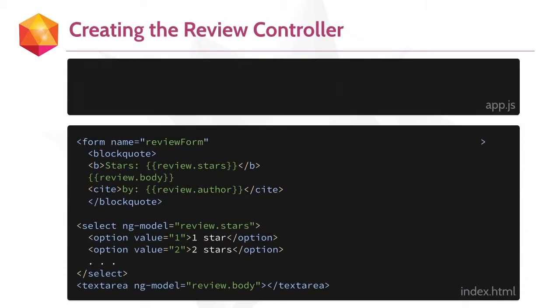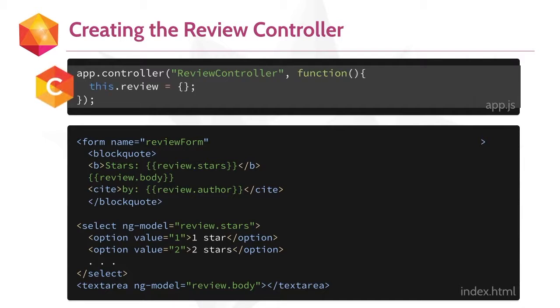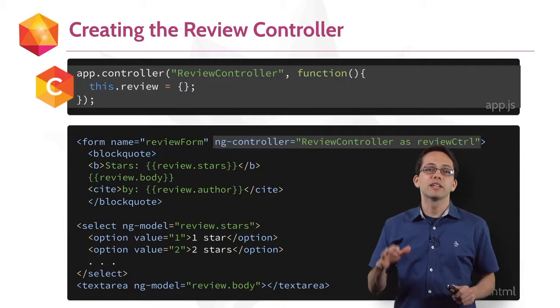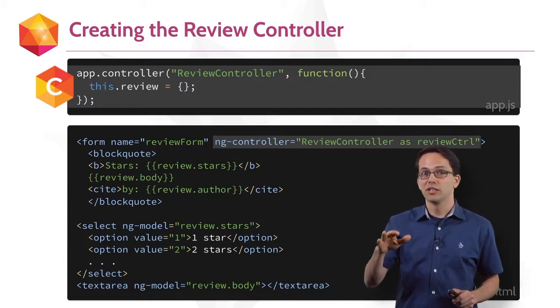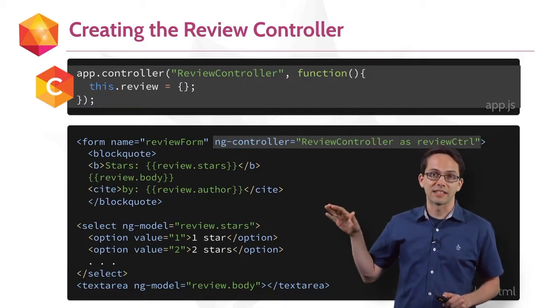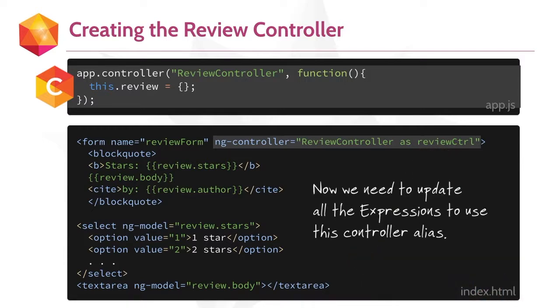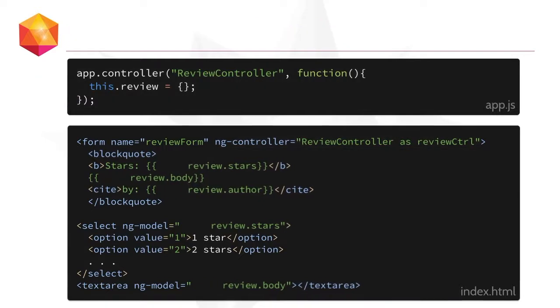We'll call it ReviewController, and the only thing we need to do inside of it so far is to initialize a property called review and set it equal to an empty object. Then on our form, we're going to use the ng-controller directive and attach the ReviewController as reviewCtrl. Why are we using Ctrl? Because if you read other people's Angular code, they'll often use that as an alias, just adding Ctrl. Now we need to update all the expressions to use this controller alias, so let's do that.